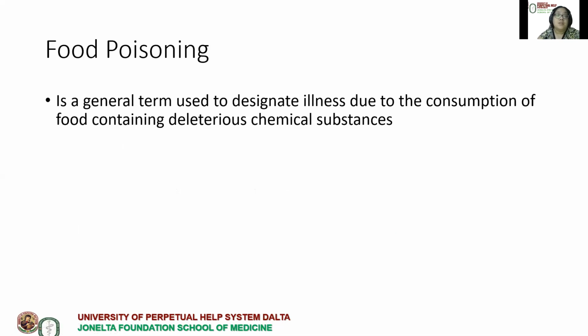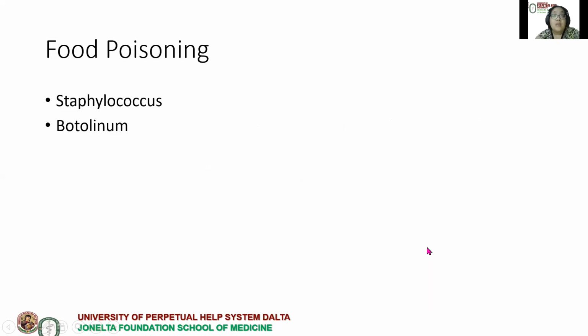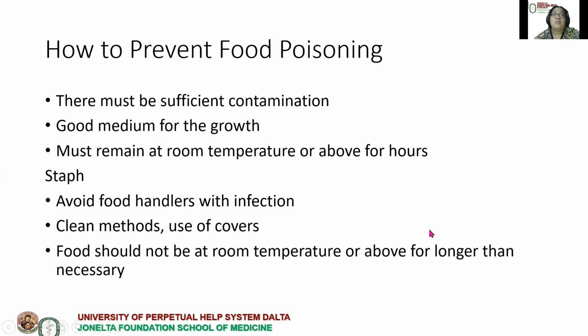Food poisoning can occur, which is a general term used to designate illness due to the consumption of food containing deleterious chemical substances. This is usually the result of bacterial activity, fermentation, breakdown of carbohydrates with the formation of acid, and putrefaction, which is protein disintegration, which give rise to foul-smelling products. This is usually due to bacteria, most commonly Clostridia, which are gram-positive spore-forming rod-like bacteria. Most common cause, aside from Clostridia, would be Staphylococcus and Botulinum.